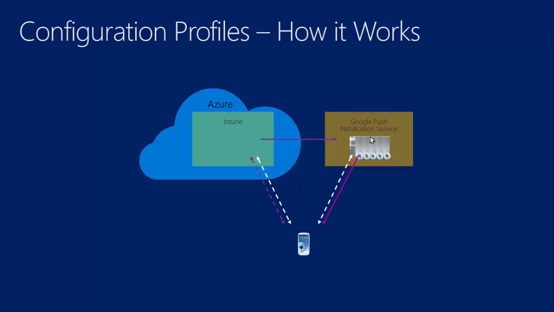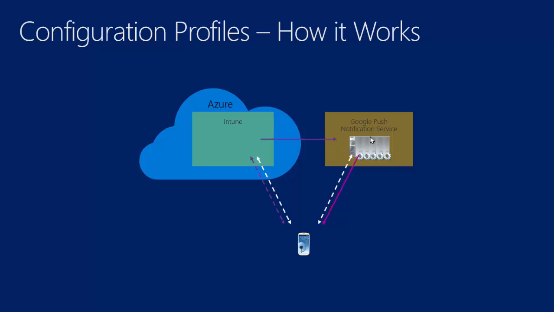tells the Google notification service that it has work pending or instructions pending for Android devices, then the Google notification service will touch those Android devices and say, there's something pending for you. You need to go check in with Intune. And so those devices will immediately go check in with Intune. So the notification service isn't really pushing the configuration, it's pushing a request for those devices to check in. And then those devices will go check in with Intune, right?